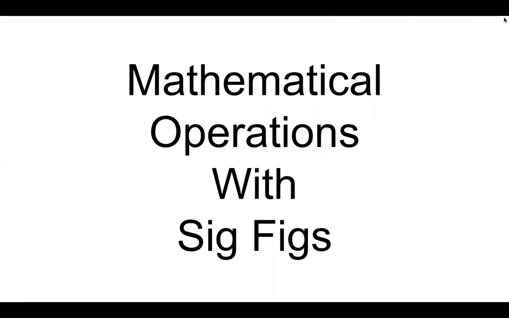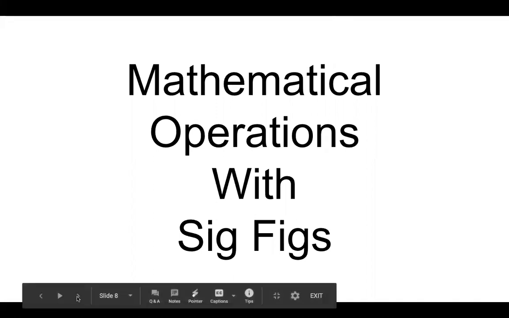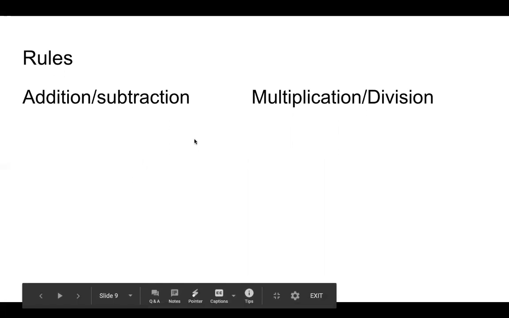In this video, we're going to go over how to perform mathematical operations with sig figs. In other words, when you want to add, subtract, multiply or divide measurements, we're going to have to consider both the units and how to obtain the proper number of sig figs to report our answer. So we're going to go over the rules, and the rules are different for addition and subtraction and multiplication and division.